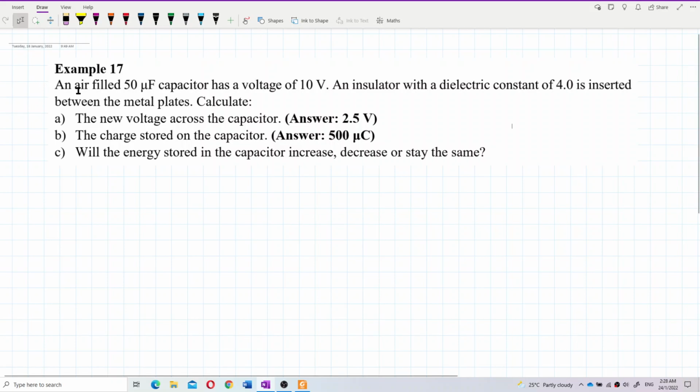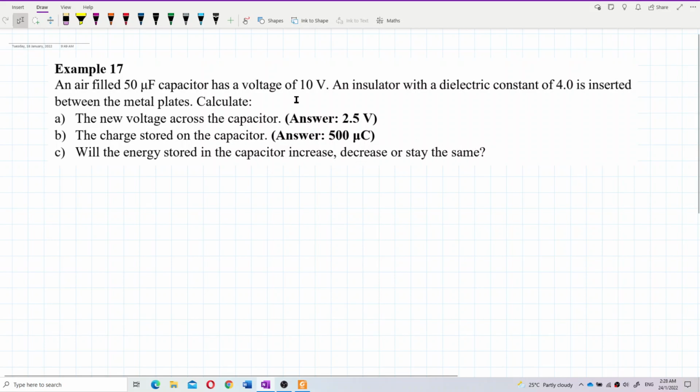Okay, an air-filled 50 microfarad capacitor has a voltage of 10 volt. An insulator with a dielectric constant of 4.0 is inserted between the metal plates. Calculate the new voltage across the capacitor, the charge stored on the capacitor, and whether the energy stored in the capacitor increases, decreases, or stays the same.